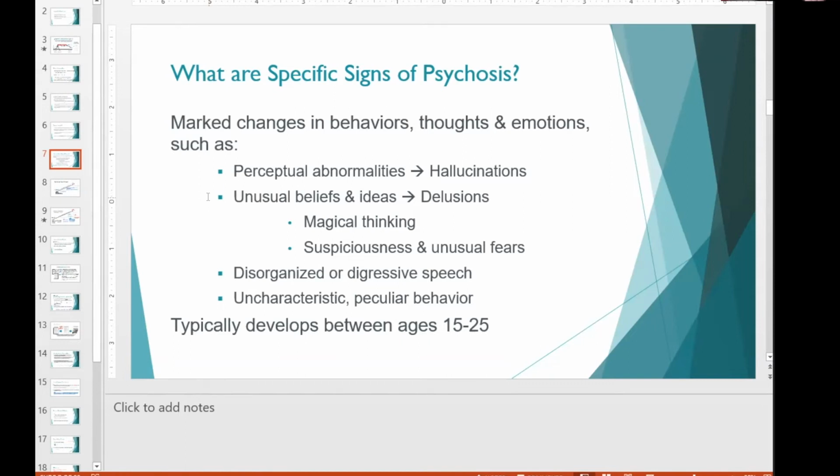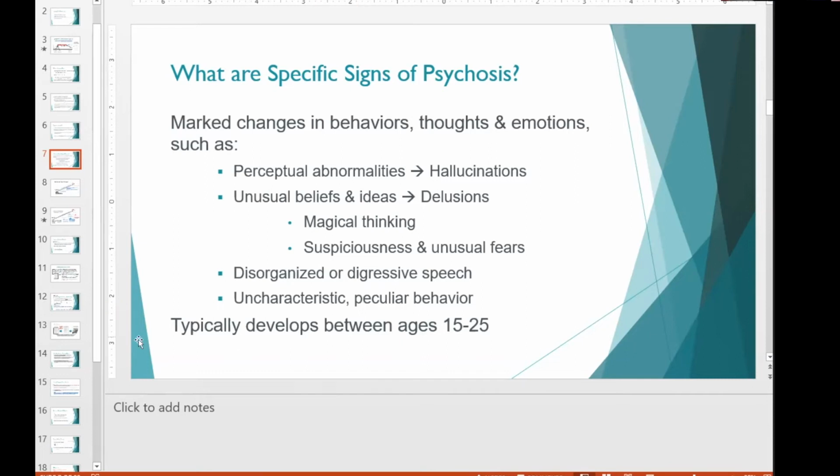So then the next part, I say, okay, now let's start talking about the specific signs of psychosis. I want you guys to understand this dimensional perspective of psychosis. I talk about how we have these changes in thoughts, behaviors, and emotions: perceptual abnormalities and hallucinations, unusual beliefs, disorganized speech, peculiar behavior. I'll note here that sometimes it's the unusual behaviors that come to the attention of loved ones or school people, and then they're like, why are you doing these unusual things?